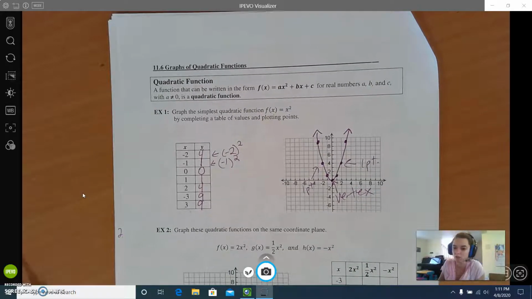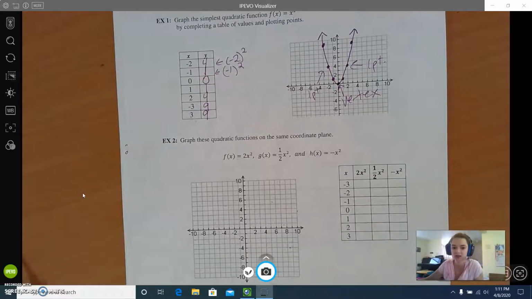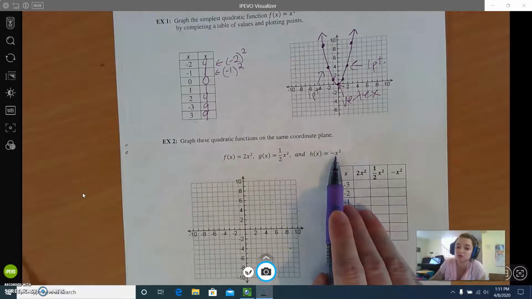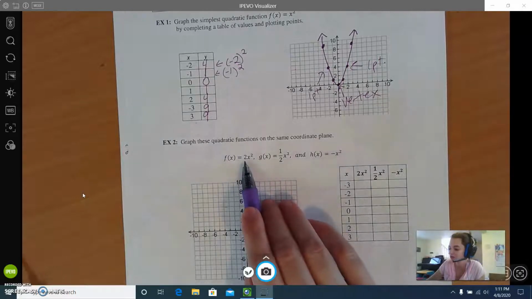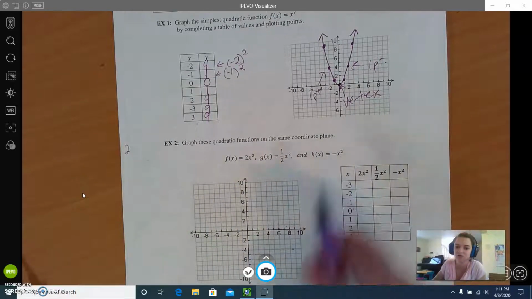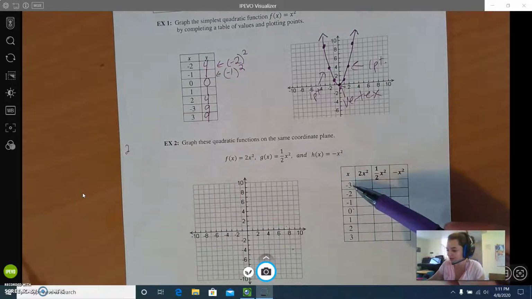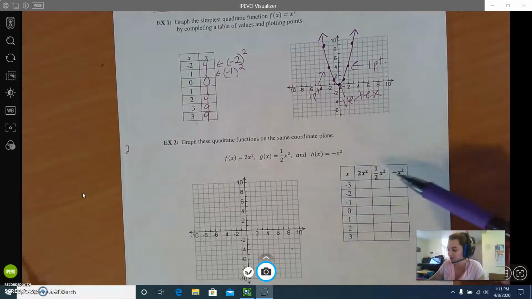Next up, I want to see what happens when I do things to that graph, okay? So I'm specifically going to look at what happens when I multiply x squared by something. What if I have a leading coefficient? So I'm going to have 2x squared, 1/2 x squared, and -x squared. And I want to see how those look different compared to the regular x squared graph. So again, I'm going to have the same points: -3, -2, -1, 0, 1, 2, and 3 for my x values. And I'm going to make a nice table for all three functions.